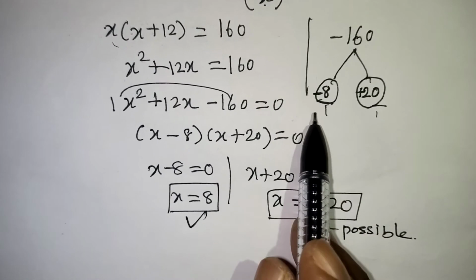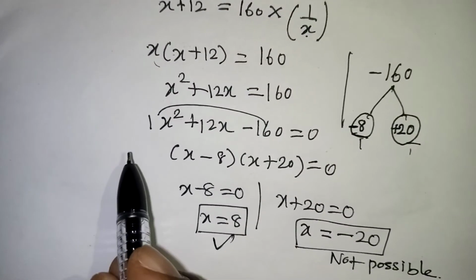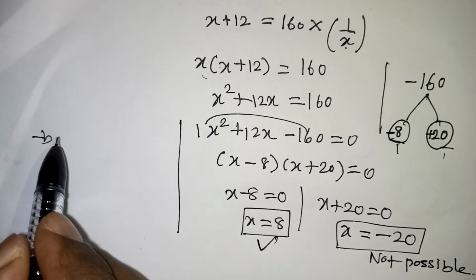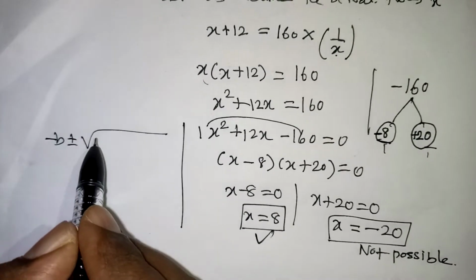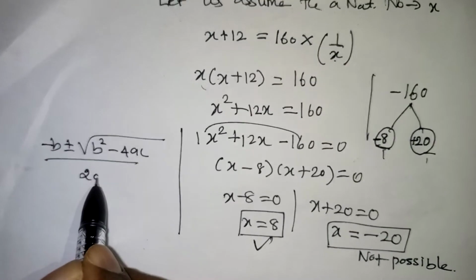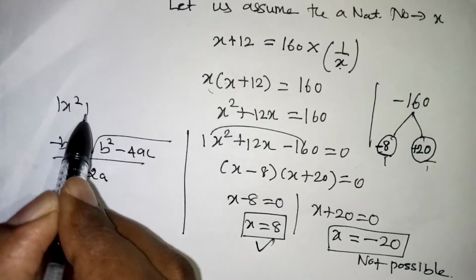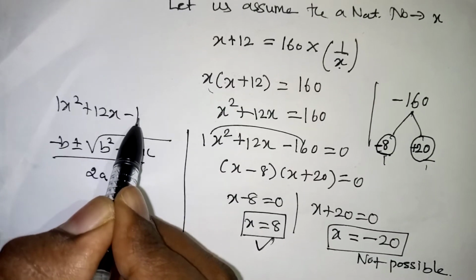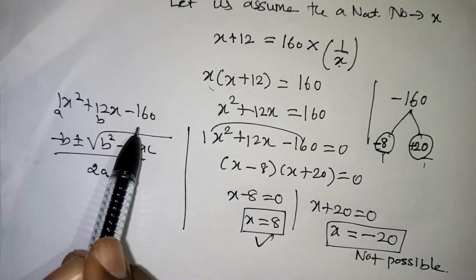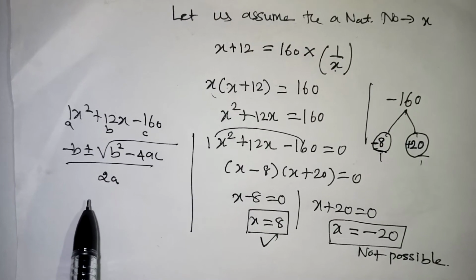If in your exam you are not able to find the factors, meaning which two numbers are giving the multiplication, you can go for the formula, that is minus b plus or minus root of b squared minus 4ac by 2a. This you can apply, you can get it. See here for this problem: 1x squared plus 12x minus 160. After getting this, here the a value is 1, b value is 12, c value is minus 160. Let's apply it now. We'll see whether we are getting the same answer or not.